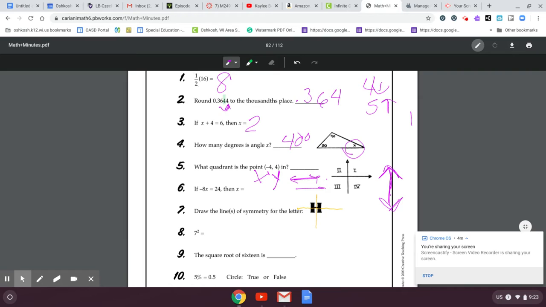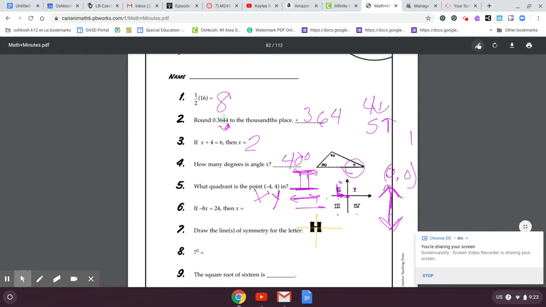So -4, if this spot right in the middle is 0, 0, -4 would go this way, and +4 would go up this way, and we would be in the second quadrant, because this is 1, 2, 3, 4. So quadrant 2. If you want to write that in Roman numerals, that's fine, or the number 2 is fine as well. Let me erase some of this. Oh, I need to get that drawing tool back.